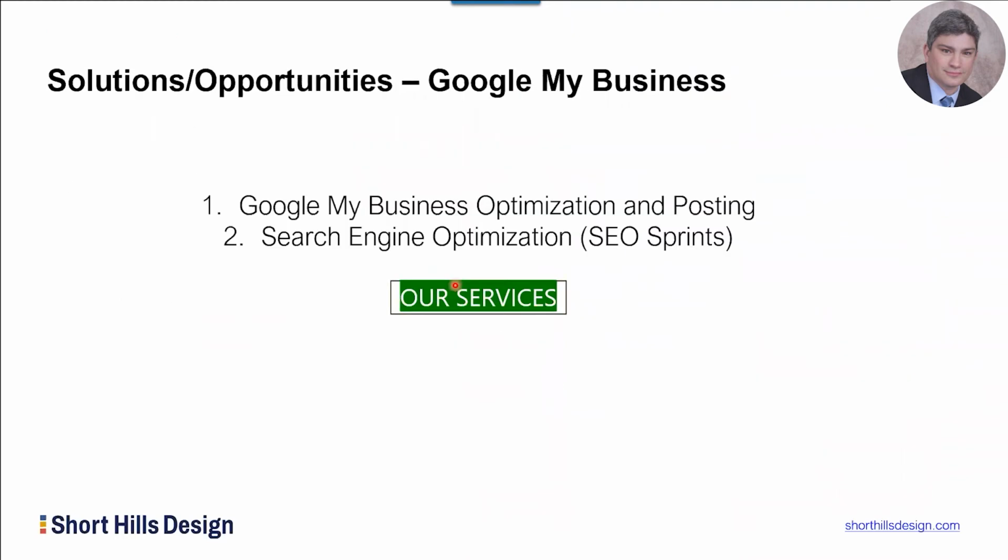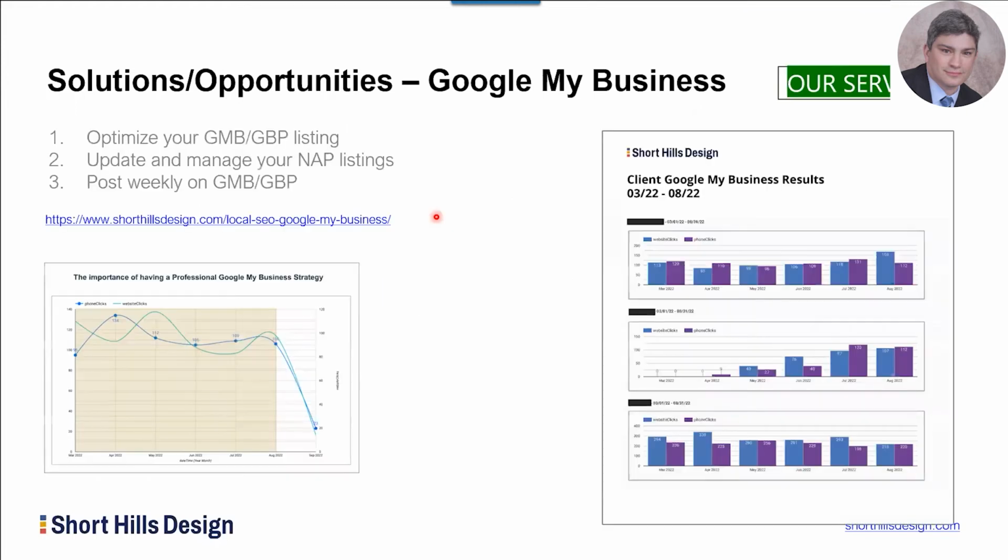So now let's talk about solutions that we offer. The way to solve this is with Google My Business optimization and posting and search engine optimization. This is really an SEO question for content. I'm going to mention the Google My Business optimization and posting because it's something that's really critical. We offer it, but it's something that you can do on your own. At the end, I have a link to the page on our website that details exactly what we do with Google My Business. So it's not a secret. There's no special formula. Let's take a look.